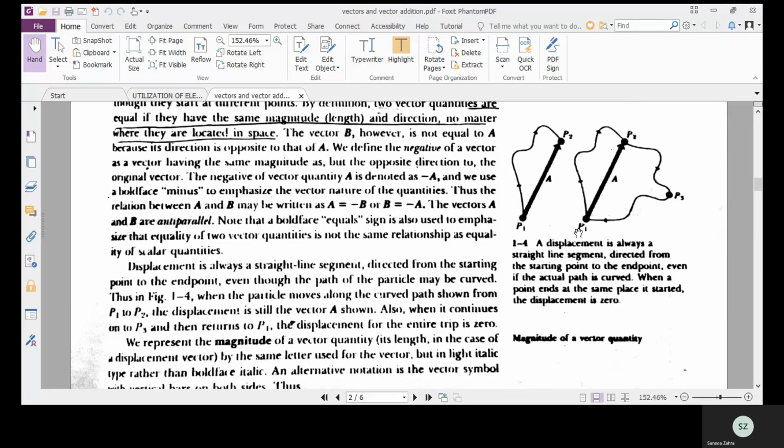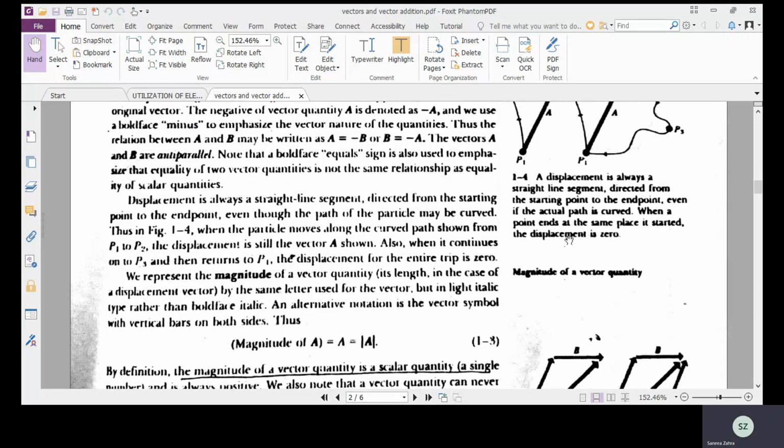ये देखें, P1 से P2 तक की displacement इस direction में होगी, P2 से P1 तक की displacement इस direction में होगी, दोनों displacement एक दूसरे को cancel कर देंगी, और at the end हमारे पास कोई displacement नहीं बचेगी.